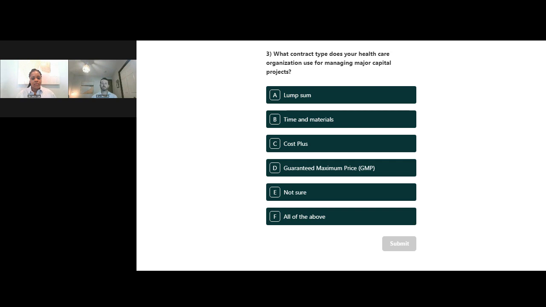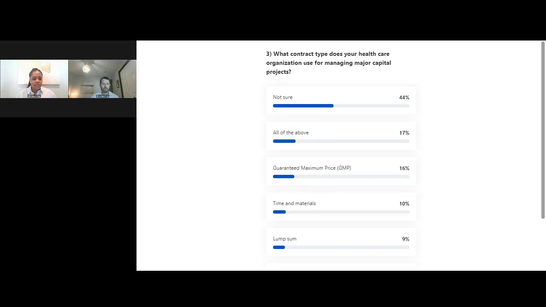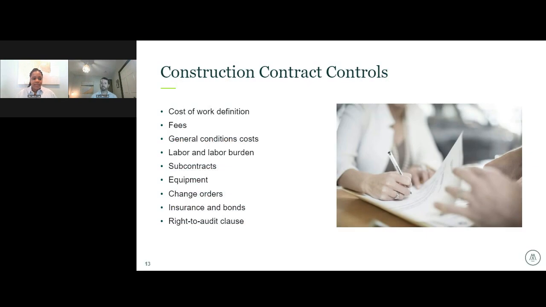All right, here are the results. All right. So the not sure, I think that's a great starting point if you do have active projects and you're trying to understand the risk or controls within your organization. Understanding the various contract types would be a great starting point. All right, over to you, Charnee.